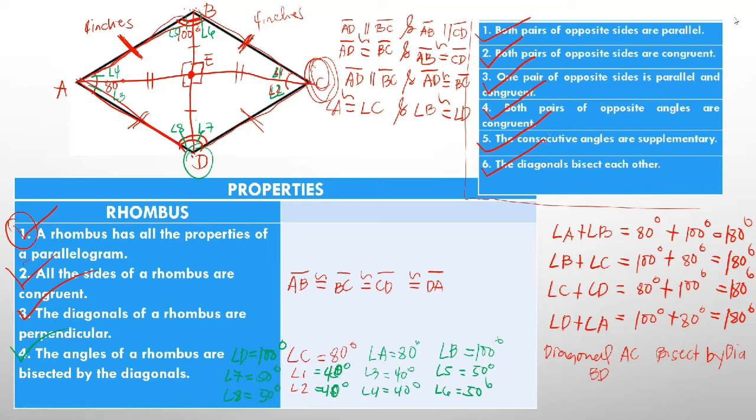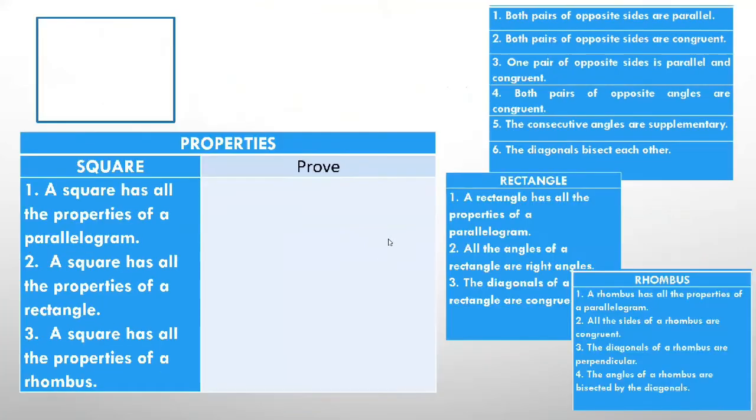Let's proceed with our quadrilaterals, the square. For our square, we also have these properties. Let's name the square H, I, J, and K. So this is square HIJK, or quadrilateral HIJK. Now let's have the properties of our square.